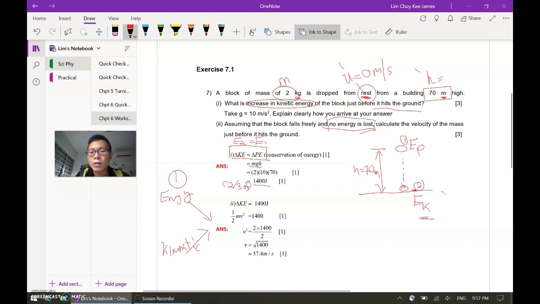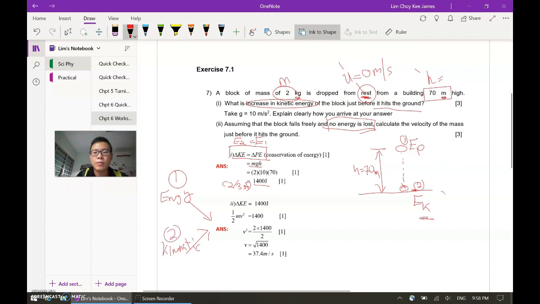We'll look at the method of using energy to solve. After that, if you've got time, you'll look at the second method, kinematics. We use kinematics to solve. You'll find that though we are using 2 different concepts, we will still arrive at the same answer. So this is the second method.